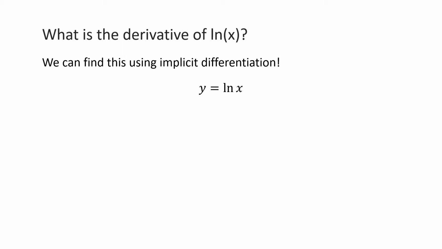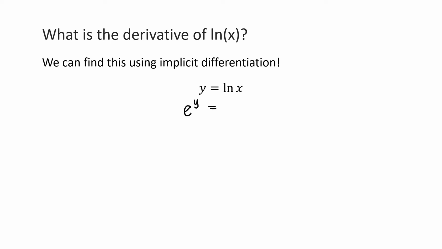So what is the derivative of the natural log of x? We can actually find this out using implicit differentiation, because right now we don't know what the natural log of x is, so if we try to take the derivative with respect to x of both sides, we just end up stuck. So instead, we can try undoing this natural log of x, and the inverse function for natural log of x is e to the x. So we'll exponentiate both sides.